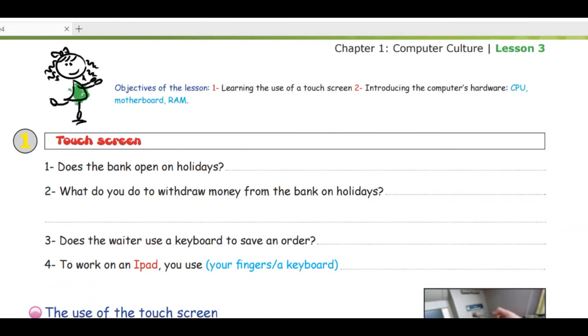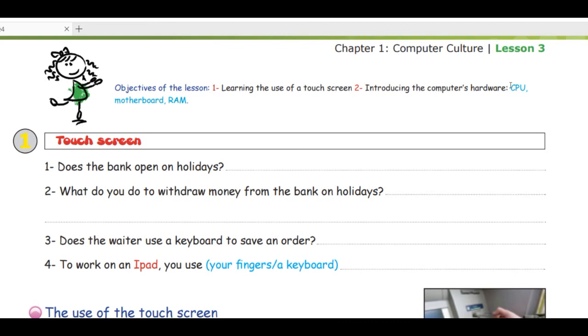Lesson 3, Chapter 1, Computer Culture for Grade 4. The duration of this lesson is one period. The objectives are to teach students what a touch screen is, why we use it and where we use it, and to introduce them to the CPU hardware, the motherboard, and the RAM, the random access memory. Of course, no software is needed for this session.